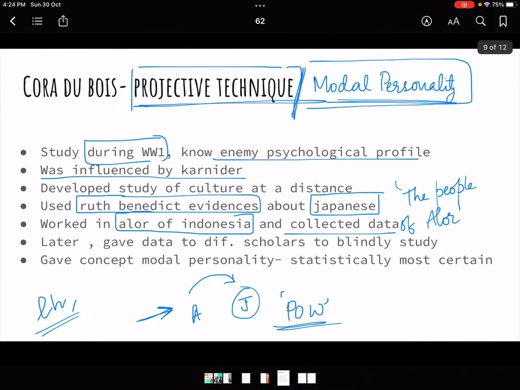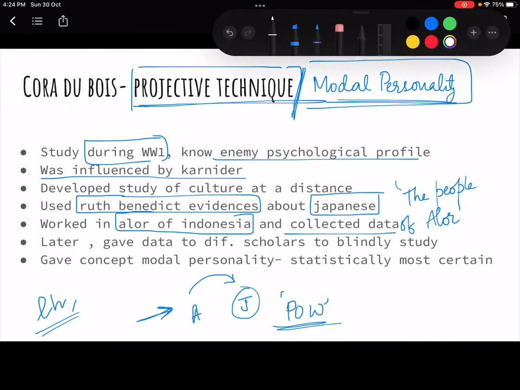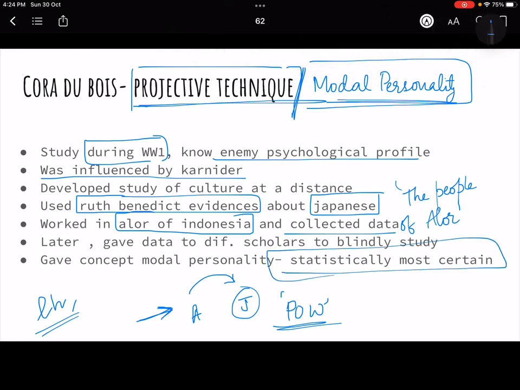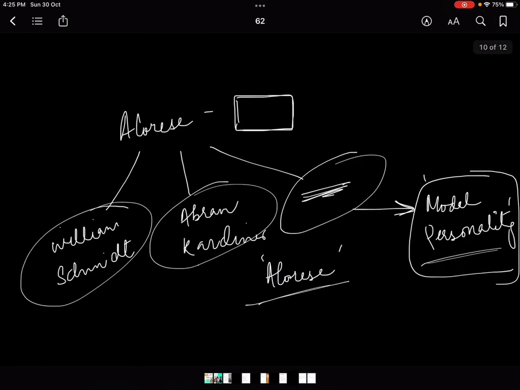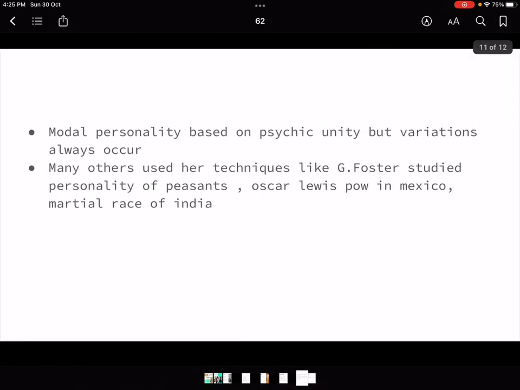Model personality is what? Model personality is the statistically most certain personality. That means if we all are Indians, we all have our own individuality. We all are very different to each other. For example, some might be introverts, some might be extroverts, some might be calmer people, some might be hyperactive people. But this is not the personality type we are talking about. A personality type like, for example, Indians are largely tolerant people, right? Or we are largely secular people. Whatever our personalities are, a personality which is statistically more certain, that somewhere it is going to be there in the people of that culture, right? So that is what it said.